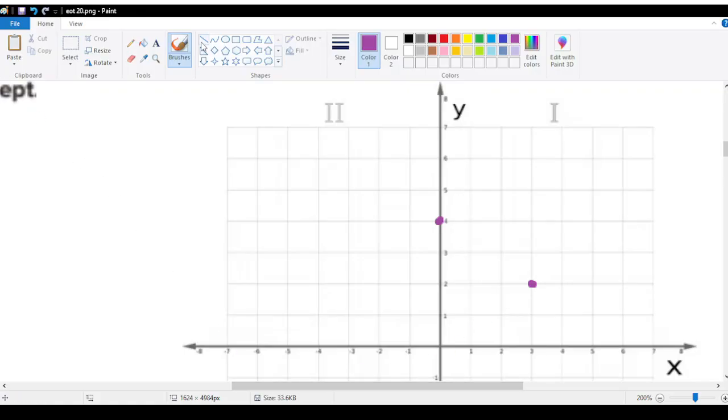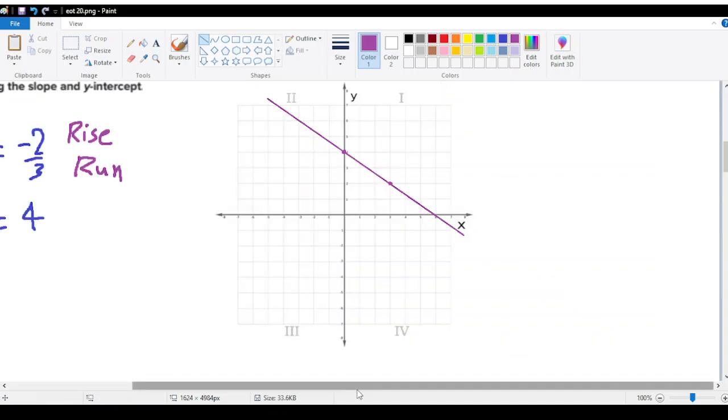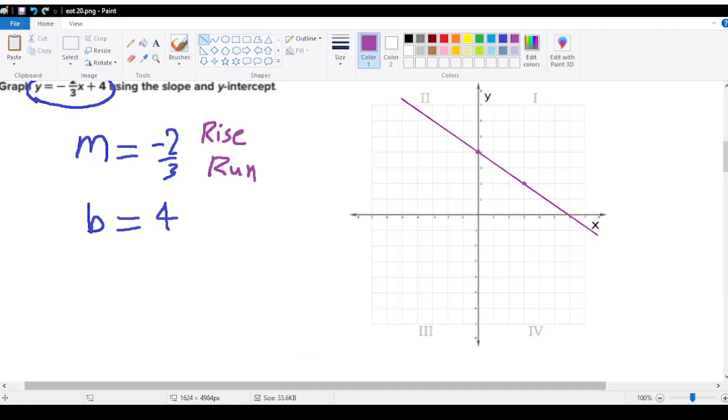Understood? Now what should I do with these 2 points? We have to connect them with one line. With a straight line, like this, let's say. Yeah, you can connect them with a straight line like this. Is it understood?